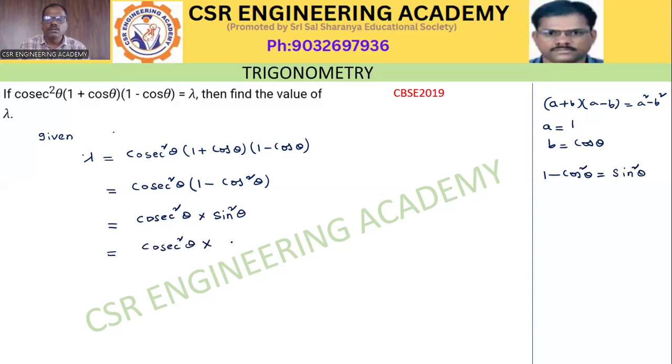Sin square theta is equal to 1 by cosecant square theta. These two get cancelled, and it is equal to 1. So therefore, lambda is equal to 1.